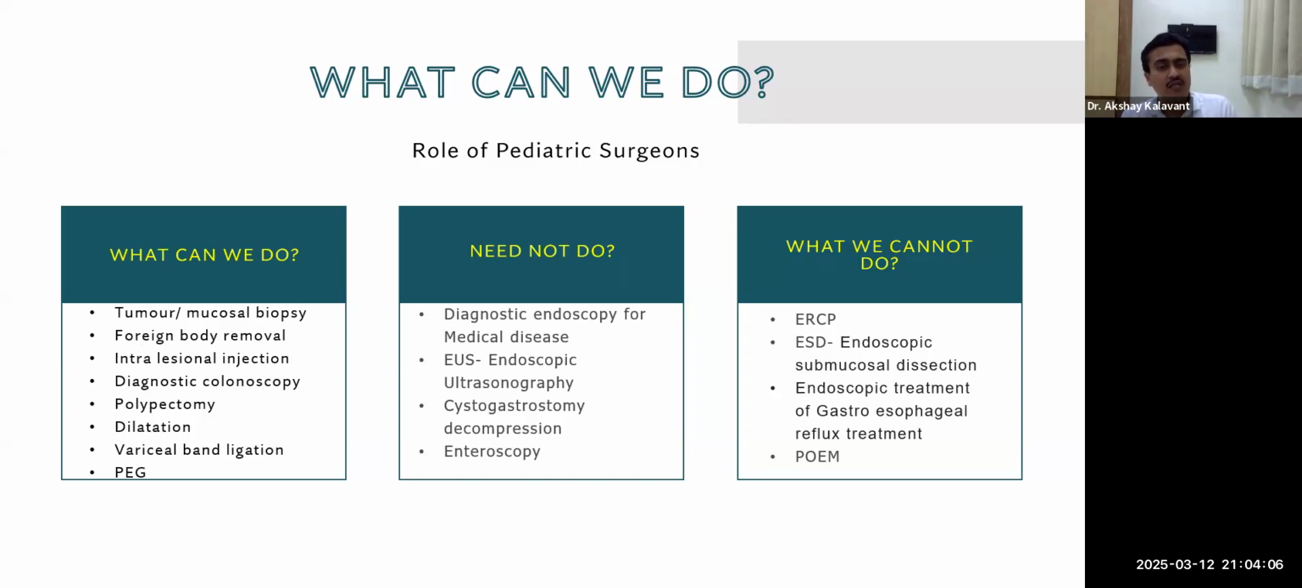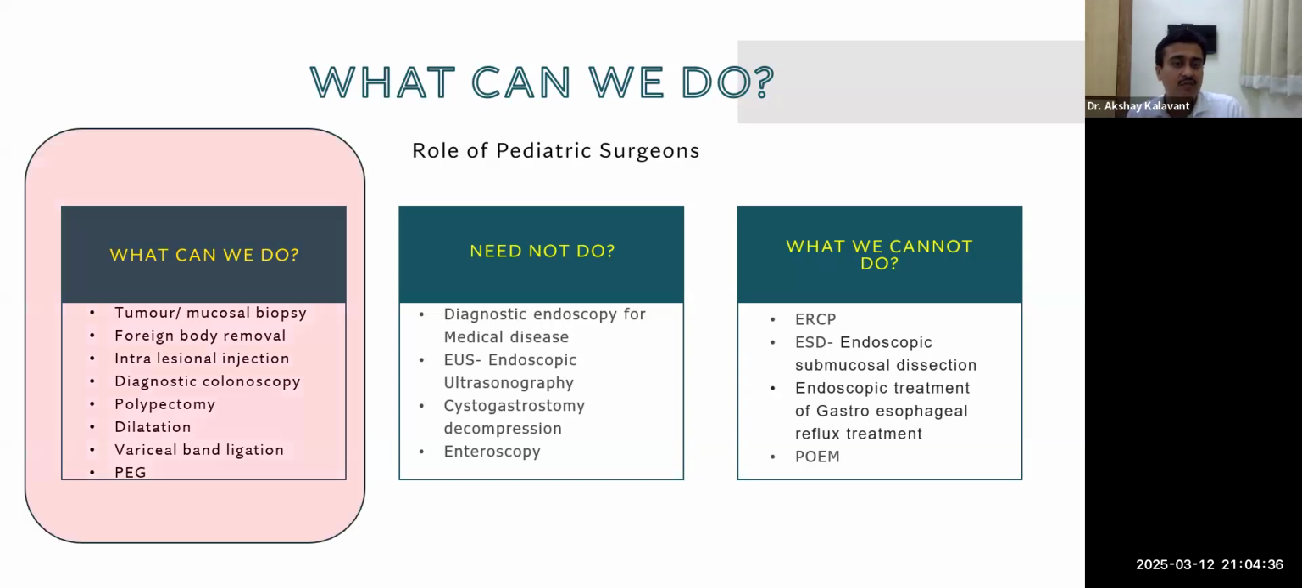Adrenaline can be used for small ulcers, which is bleeding, that can be taken care of. Diagnostic colonoscopy or polypectomy can be done. Dilatation: when we perform treatment for tracheoesophageal fistula, we do anastomosis. We can as well dilate ourselves with the help of the endoscope under guidance. Variceal band ligation and percutaneous endoscopic gastrostomy. So these are things which, as a surgeon, we can really think forward of. So this is the one which we should aim at.